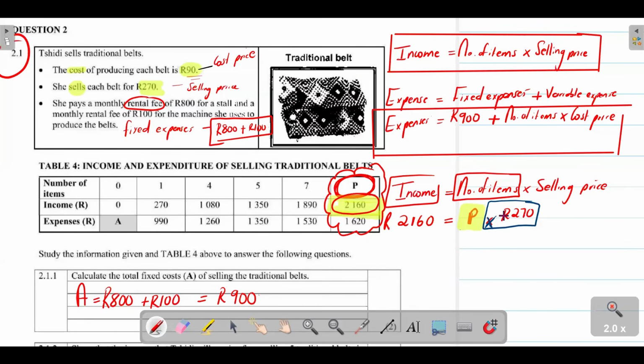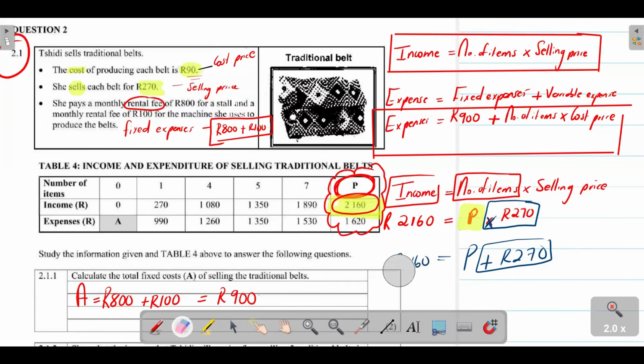So I'm trying to get rid of that 270. For me to get rid of that 270, I'm not going to minus 270. That's going to be incorrect, because if I'm minusing the 270, you are basically saying that it's P plus 270 is equal to 2,160. If it was like this, then it would make sense for me to minus 270, because the inverse of addition is subtraction.